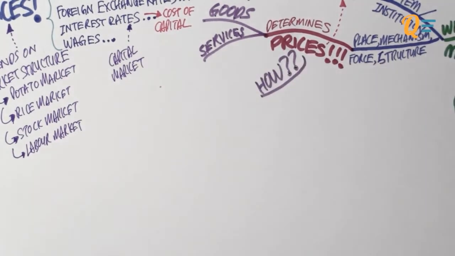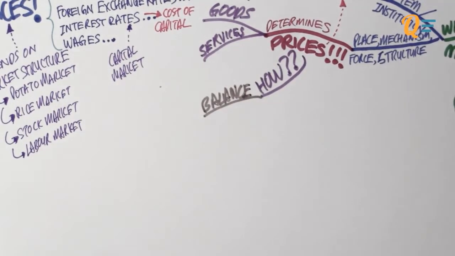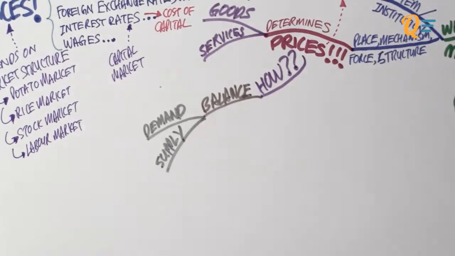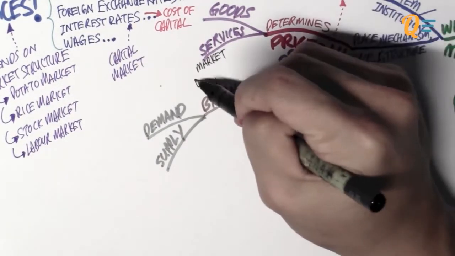So how are these prices determined by the market? Well, it's simple. It is determined by a balance. A balance of what? A balance of demand and supply. Once demand and supply has been balanced, we say that we have reached market equilibrium.